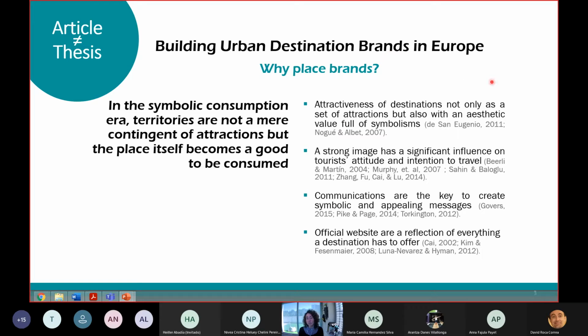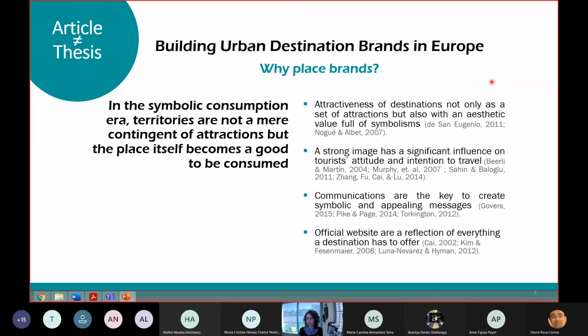Okay, so what was relevant for me to frame this project was that the attractiveness of a destination was not only a set of attractions, but more a global or more abstract idea in the tourist and consumer's mind, that this strong image, working as a brand from the branding perspective, could strongly influence tourists' attitude and intention to travel, which at the end has an impact for the society within that. It's good for the economy, for the business, for the territory itself, and that creating this brand image was basically a challenge of communication.